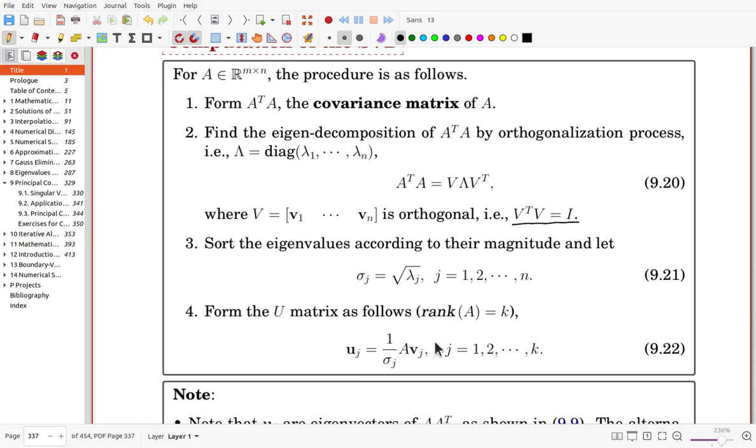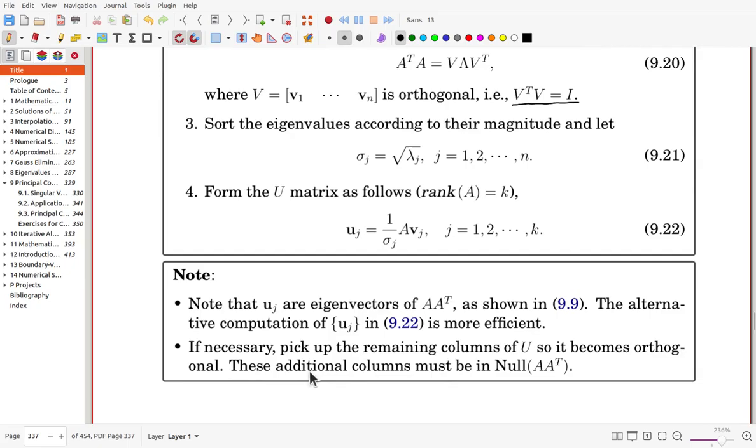No matter how you expand the left singular vectors, it doesn't matter. Eventually, when you use this singular value decomposition, the corresponding singular value is 0, so there's no effect later on. So here, if necessary, pick up the remaining columns of U so it becomes orthogonal. These additional columns must be in the null space of A transpose. You can expand it, but anyway, no matter what it is, usually it doesn't matter.